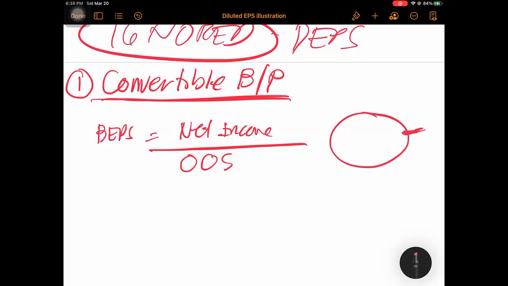Okay, so if there is convertible bonds payable, since the assumption is as if it was converted, especially if outstanding at the beginning of the year, the assumption is that on January 1 it is converted into ordinary shares. So, in computing the diluted earnings per share, the net income is adjusted by adding back the interest expense on the bond payable net of tax.